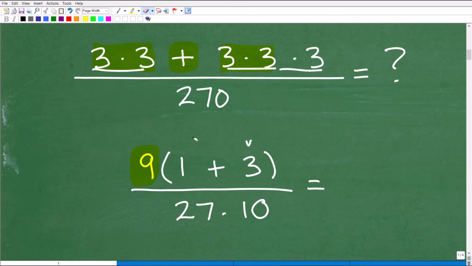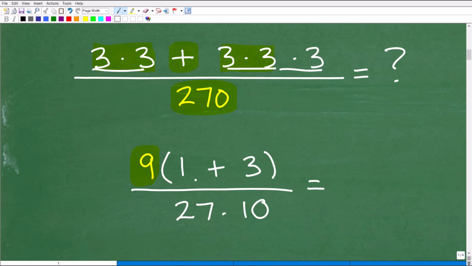Now, the reason why I would choose to rewrite the numerator in that way as a factor is that I'm looking at this 270 and I know that 9 times 3 is 27, so I see all these numbers in common. So we could just start factoring or cross-canceling some of these factors just to make these numbers more manageable.